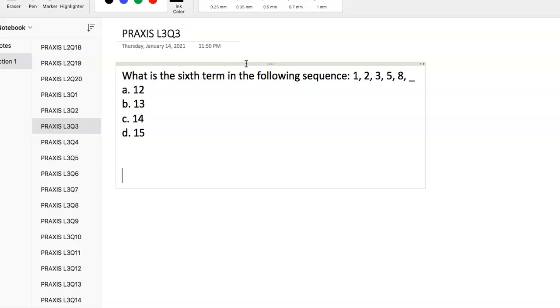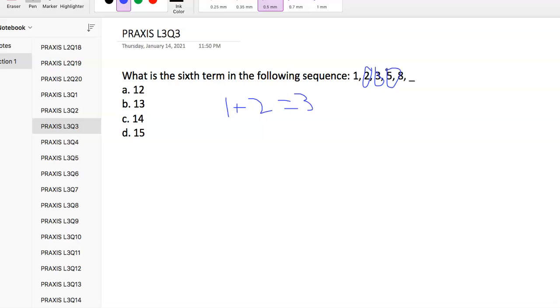Okay, so 1 plus 2 is 3, and there's our first numbers. Then we take 3 plus 2. So we have a 2 and a 3. We add them together, we get 5. Then 5 plus 3 is 8. Keeps happening. So then we just take the last 2 terms, 8 and 5, add them together. 8 plus 5 is 13. There we go.